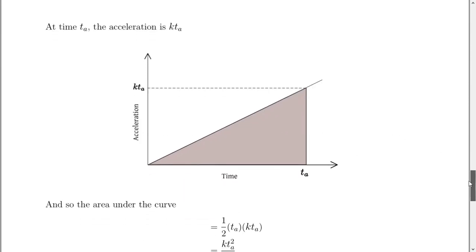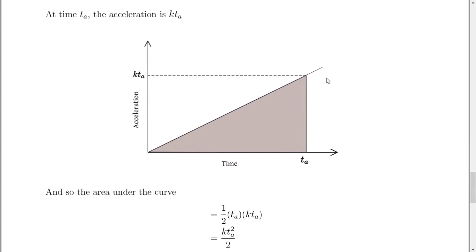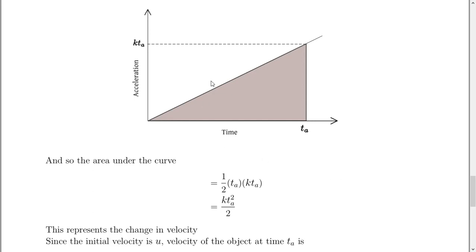In our problem, the curve is a straight line, and so the area between the curve and the x-axis between time instances t equals 0 and t equals ta would represent the change in velocity during this time interval. Now this is a triangle, and so we can easily find its area. At time ta, the acceleration is going to be kta because a equals kt. So we know the height as well as the base, and so the area of this triangle is half times ta times kta, which is kta square by 2.